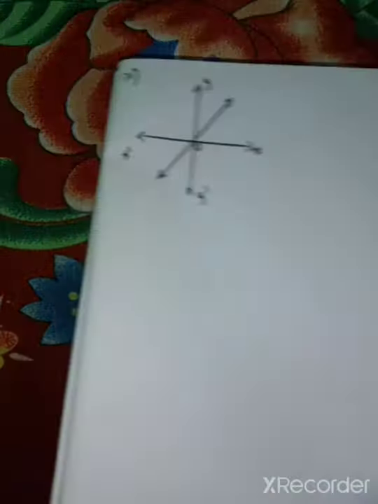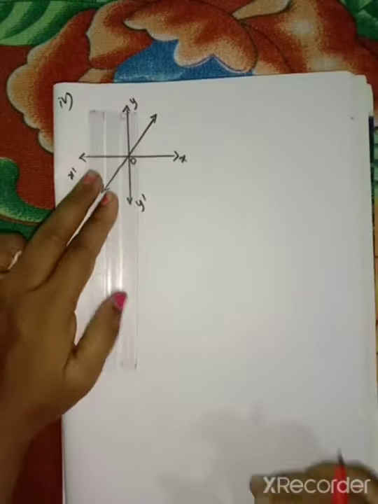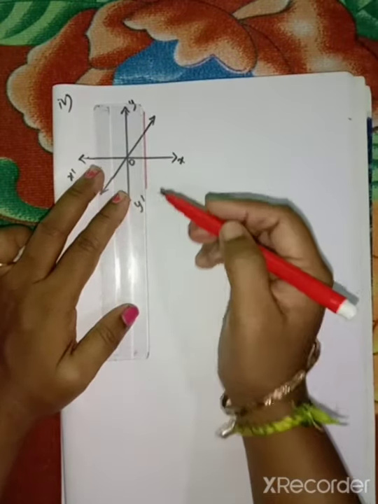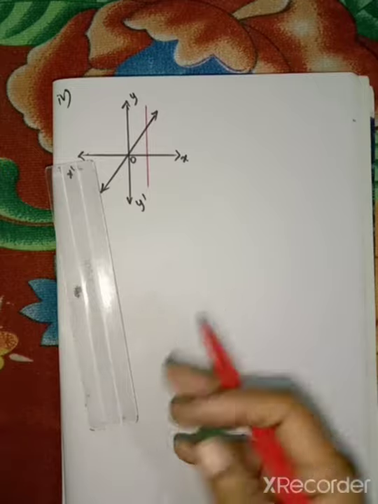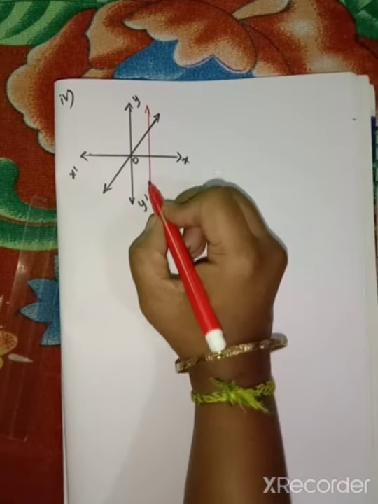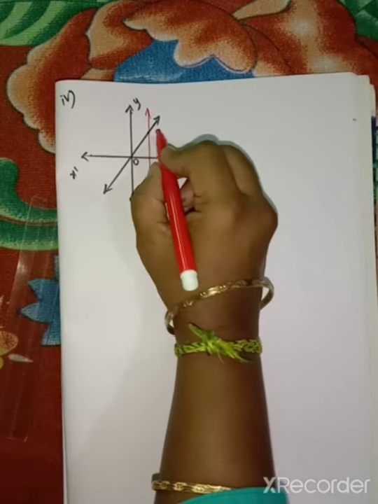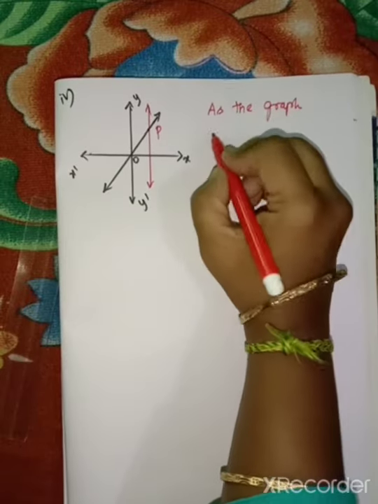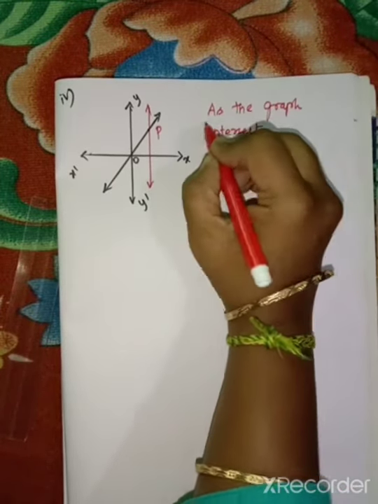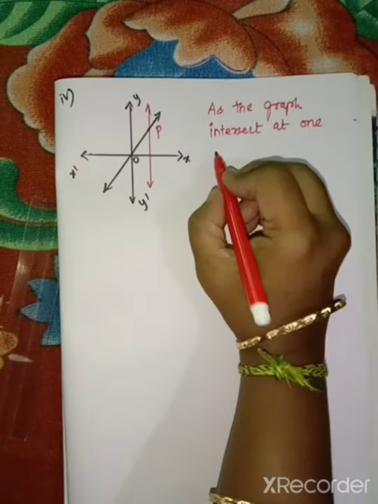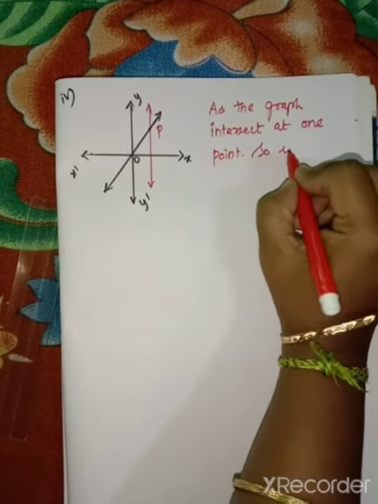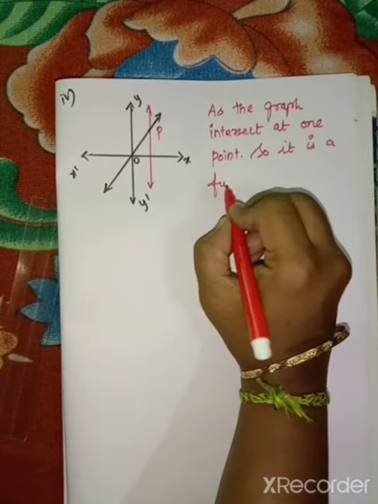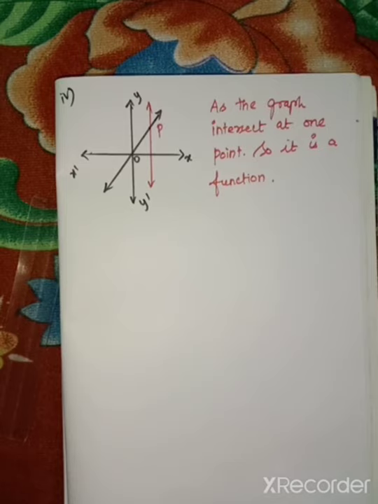Likewise, the fourth one. See this graph. You have to draw the vertical line, parallel to the y-axis, on the right hand side or left hand side. This is the graph line. It touches at only one point. So as the graph intersects at one point, it is a function. If the curve meets at one point, it is a function; otherwise it is not a function.